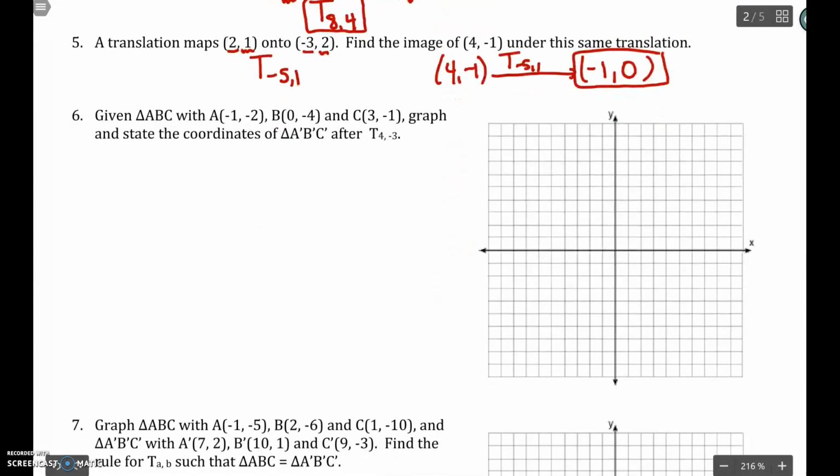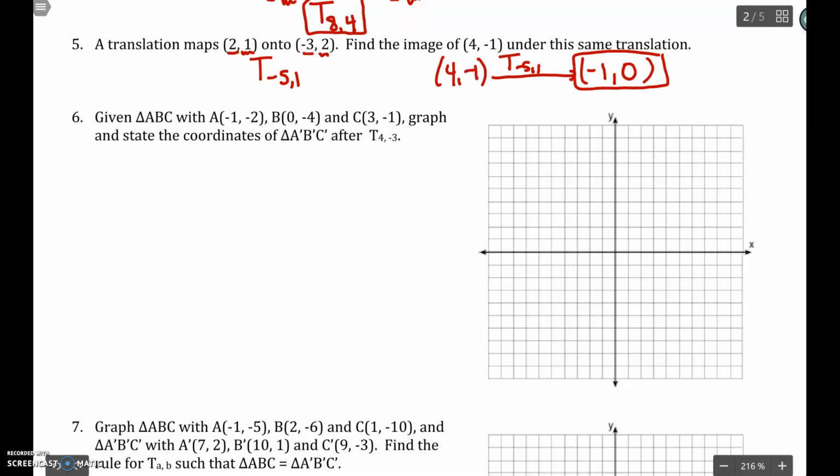Okay, next, we're going to do a translation of 4, negative 3 to a triangle. So first graph the triangle. And now we have several choices. We can either treat this as a shifting pattern and shift it along the graph itself since it's graphed, or we can realize we're just adding. So either way this will work.